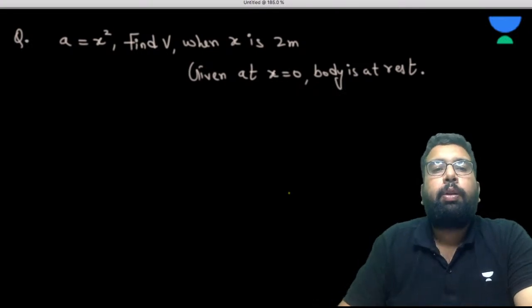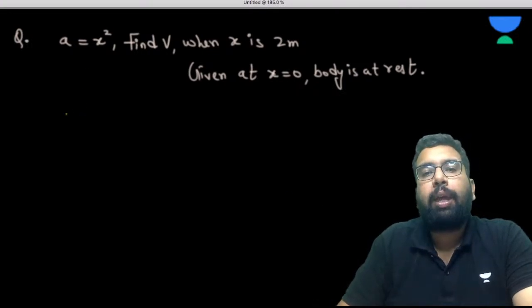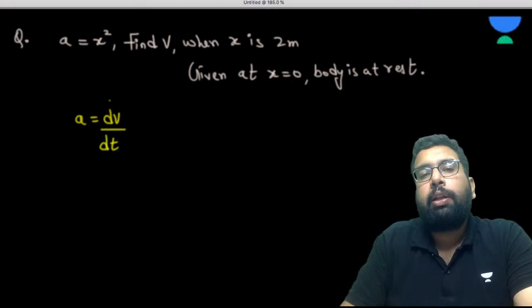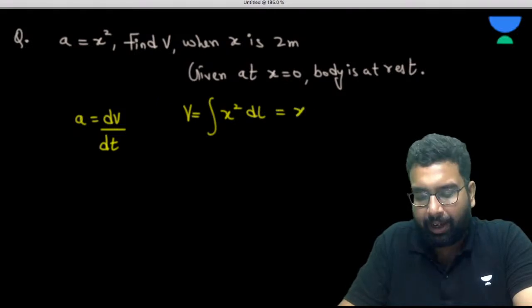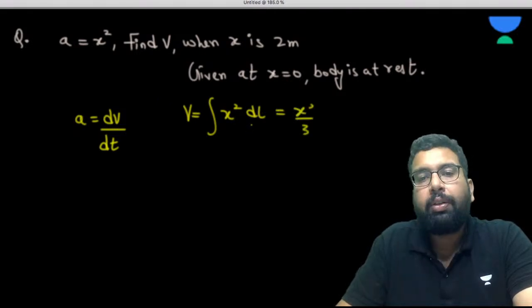So very simple. See, a is equal to x square, and we want to find v. We understand that a is equal to dv by dt. Now what mistake do people make? They write v is equal to integration x square dt, and then they write x cubed by 3. So this is wrong.